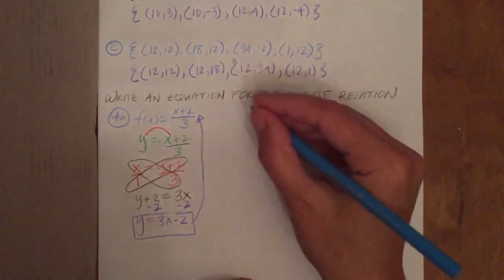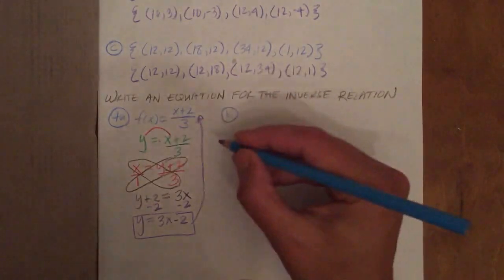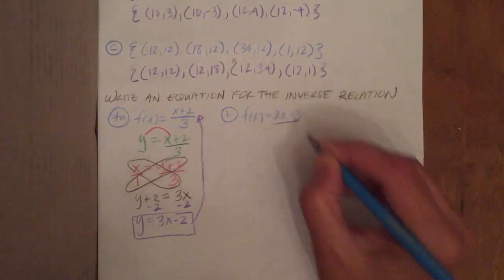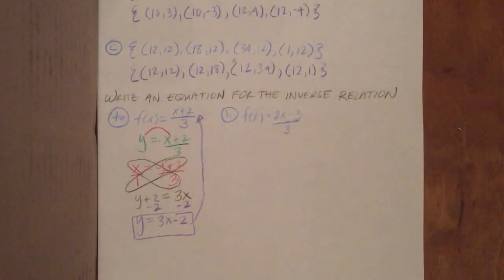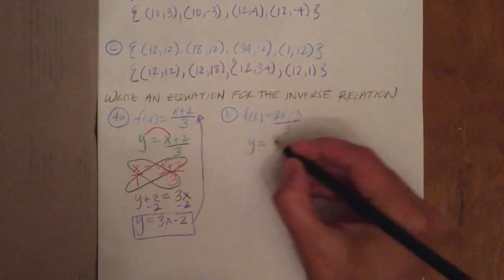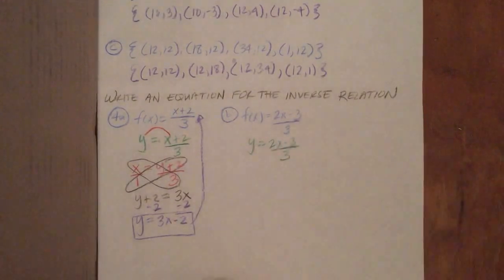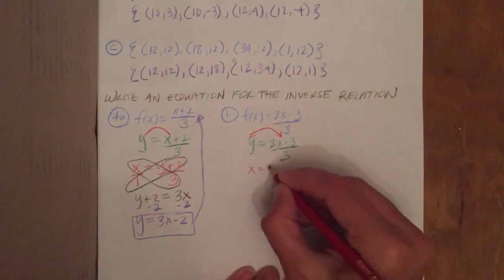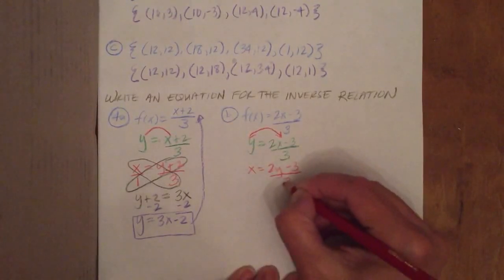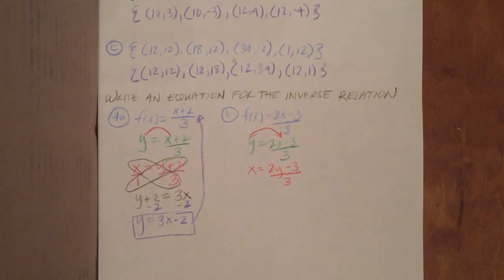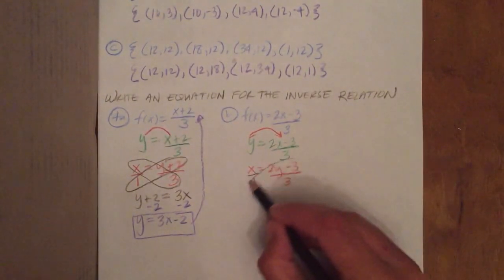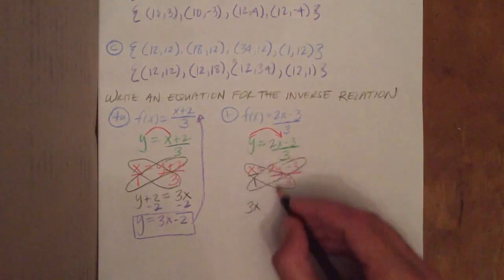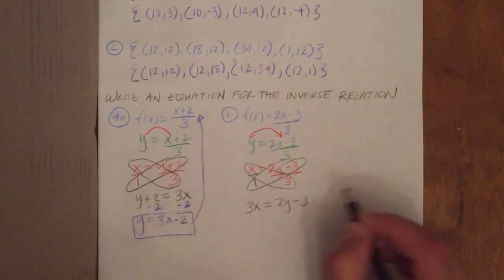So let's look at the second example. Okay, so let's look at B. B is f of x equals 2x minus 3 divided by 3. I want to find the inverse. I'm going to turn this into y. So y equals 2x minus 3 over 3. Then I'm going to switch my domain and range. So this becomes x equals 2y minus 3 over 3. Once I've done that, I'm going to make this a proportion, put that over 1, and cross multiply. So I've got 3 times x is 3x, and 1 times 2y minus 3 is 2y minus 3.